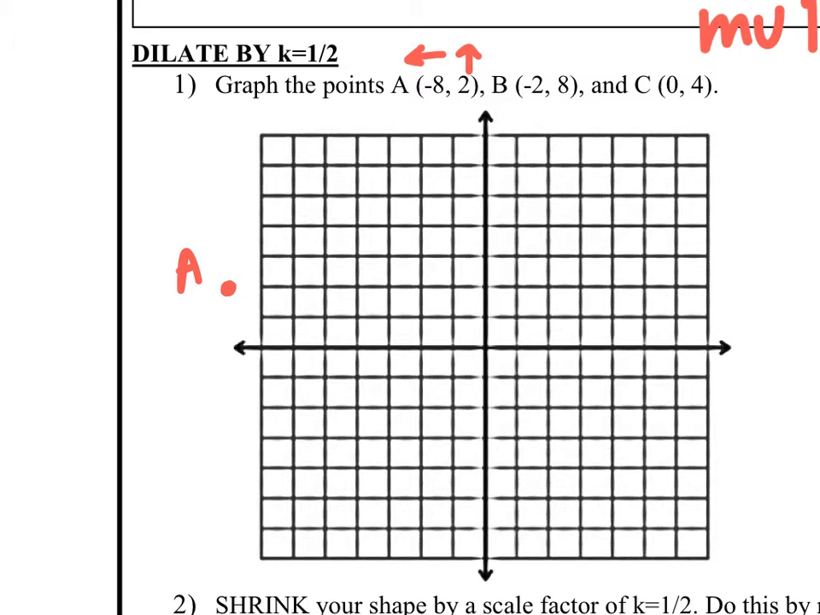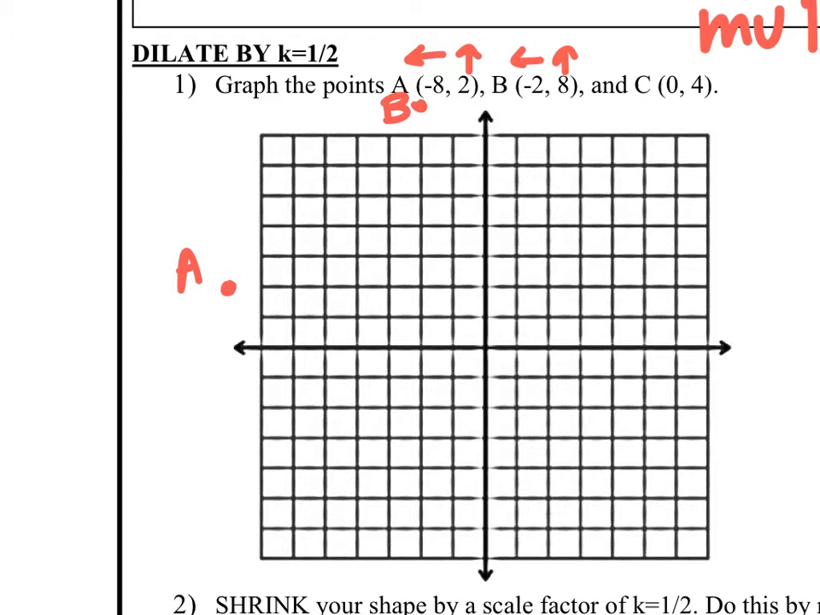B is left 2 and up 8. So left 2 and up 8. Start at the center, 1, 2, and up 8. 1, 2, 3, 4, 5, 6, 7, 1 off the grid. We're going rogue today. It'll be okay though, because whenever we shrink it, it will actually fit on the grid.